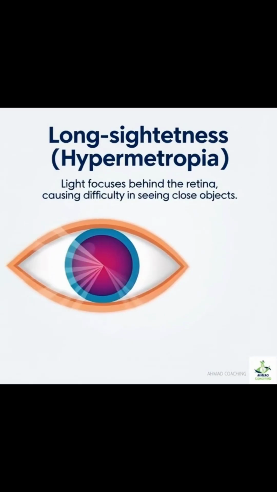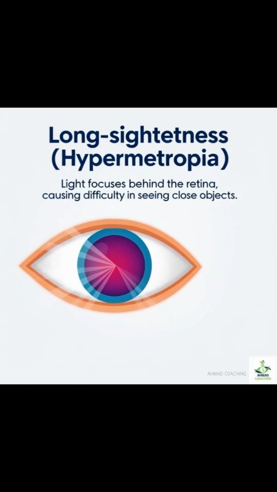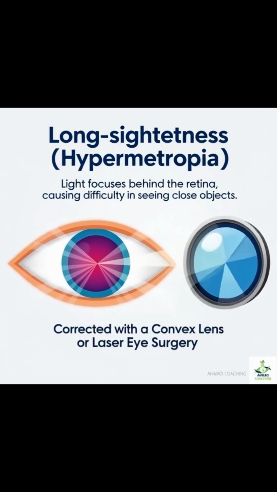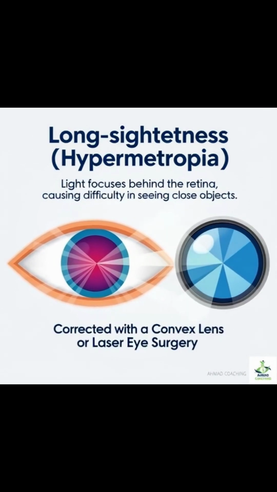Long-sightedness is rectified by using a convex lens. It is also cured with laser eye surgery, where a laser is used to reshape the cornea and improve the curve. Therefore, light is better focused on the retina.